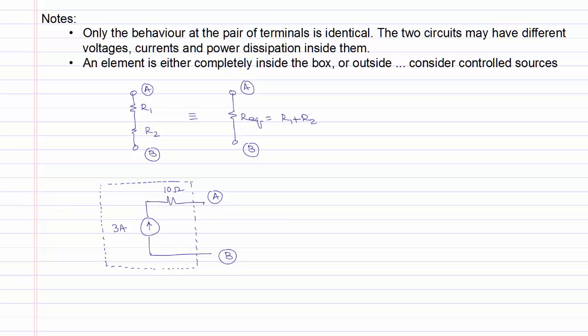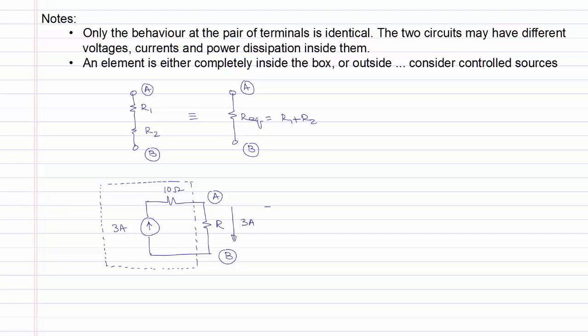Suppose we connect a resistor of value R to the terminals A and B, then the current flowing through this resistor in the direction shown will always be 3 amperes because of the 3 ampere current source inside the box. What this tells us is that no matter what value of the resistance R, the current will always be 3 amperes through it because of the current source.